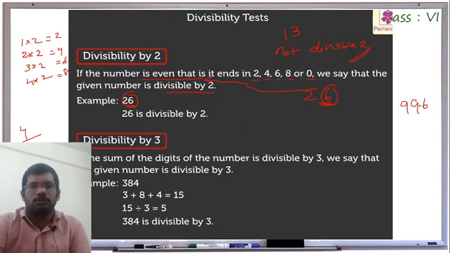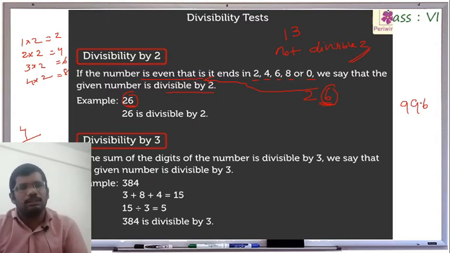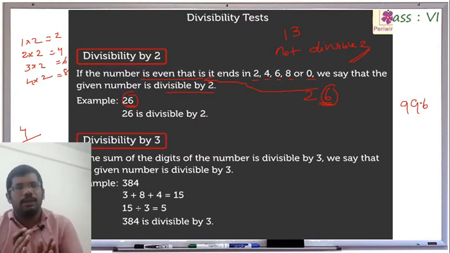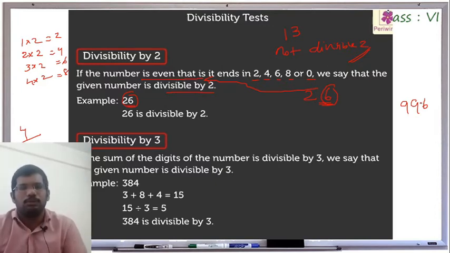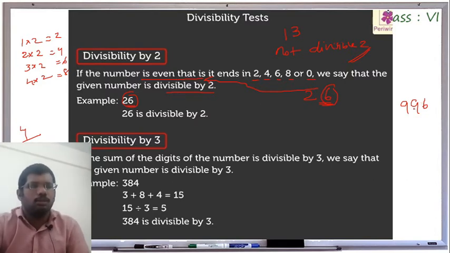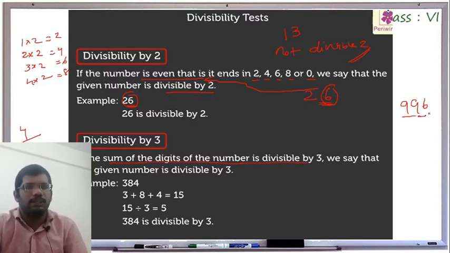996. Suppose we have to check whether this is divisible by 3 or not. So when we divide 996 with 3, we have to check whether the remainder is 0 or not. So for that, simply the rule is sum of digit is divisible by 3. Here we have 3 digits and take the sum 9 plus 9 plus 6. So 9 plus 9 plus 6 is equal to 24.